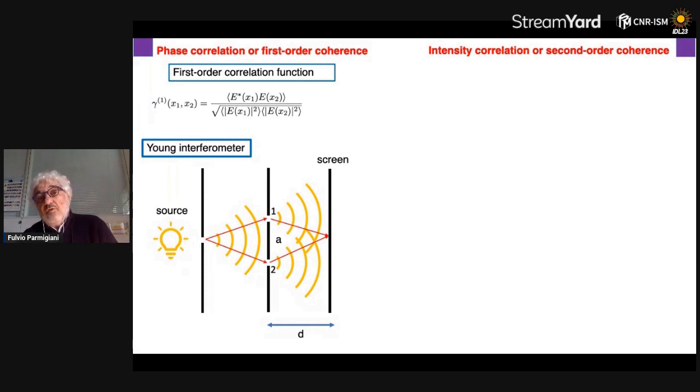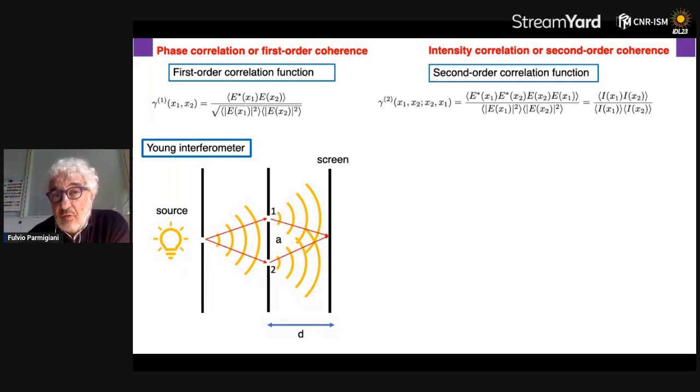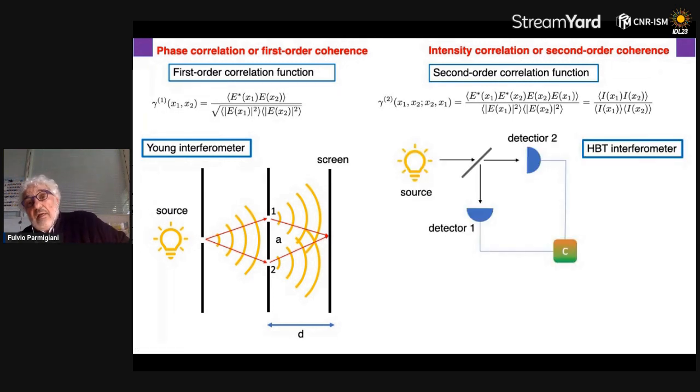There are other ways to measure the coherence, and that is achieved through the second order correlation function, and that is given by this correlation. So the intensity that is measured in a position of the beam on a screen, and the intensity that is measured on a different position on the screen, and is also normalized. And this is the base of an interferometer that is the HBT interferometer. These are the initials of the Hanbury Brown and Twiss interferometer.